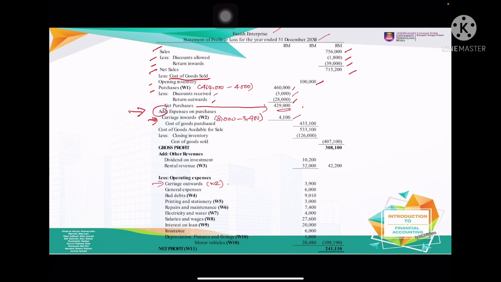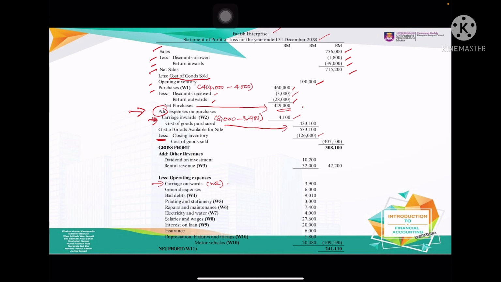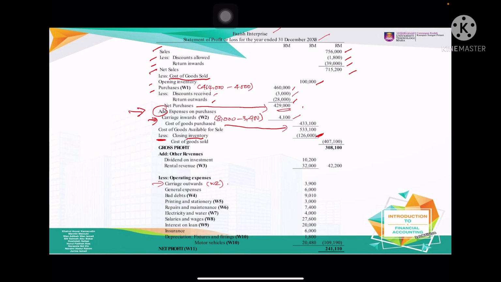So we can get cost of goods purchased, and then we less closing inventory. So here the closing inventory is 126,000. So the 126,000 will affect the statement of financial position and also profit or loss. So the closing inventory will be 126,000. Okay, it also will affect your current assets, where closing inventory is 126,000. So after we get the cost of goods sold, we take our net sales minus cost of goods sold, we have to get our gross profit.